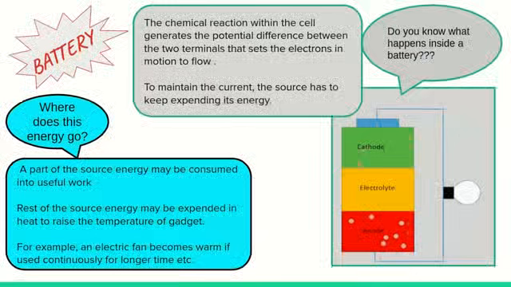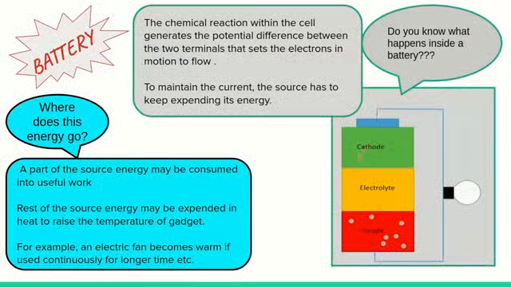It is actually a battery which has got a lot of chemicals within it. These chemical reactions generate the potential difference between the terminals that sets the electron to motion, to flow. To maintain this current, the source, that is the battery, has to keep expending its energy. And that's the reason why when we use a battery, after a few hours of usage, it stops working.